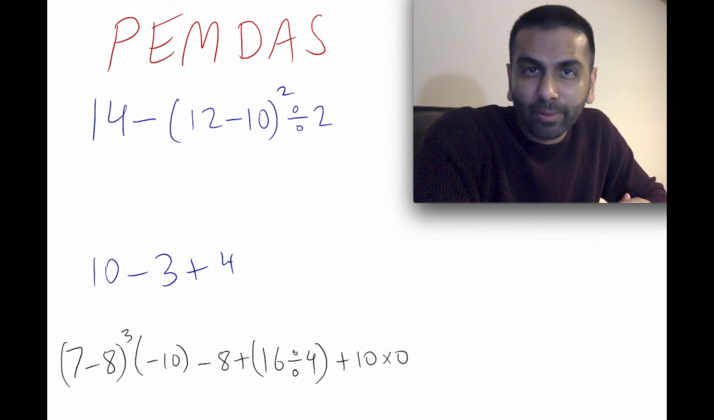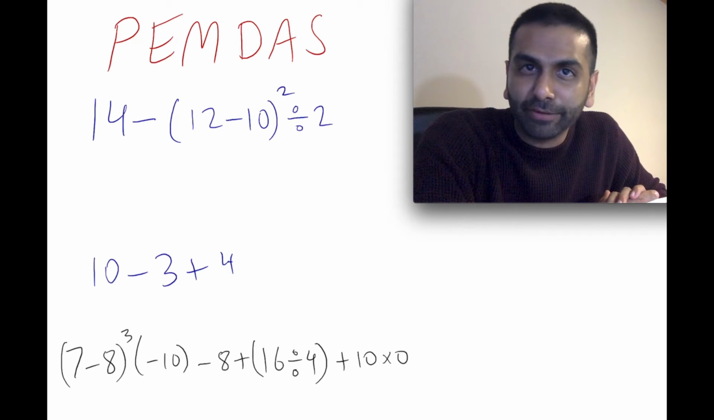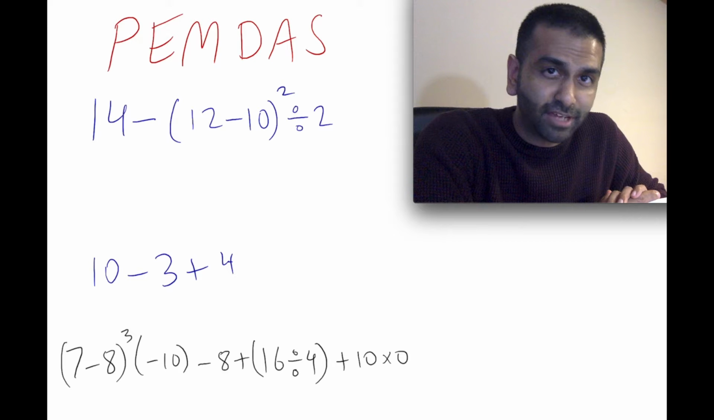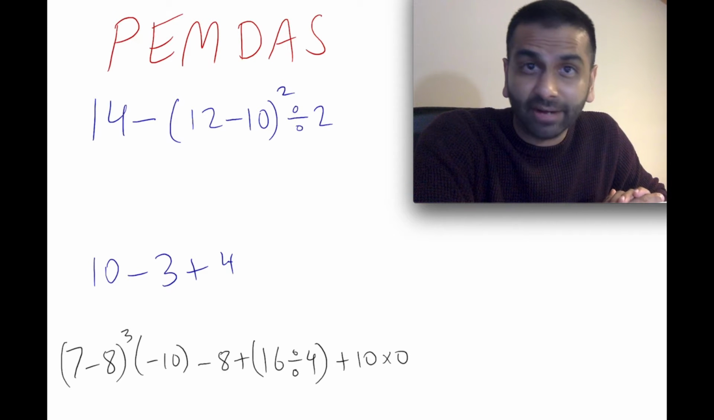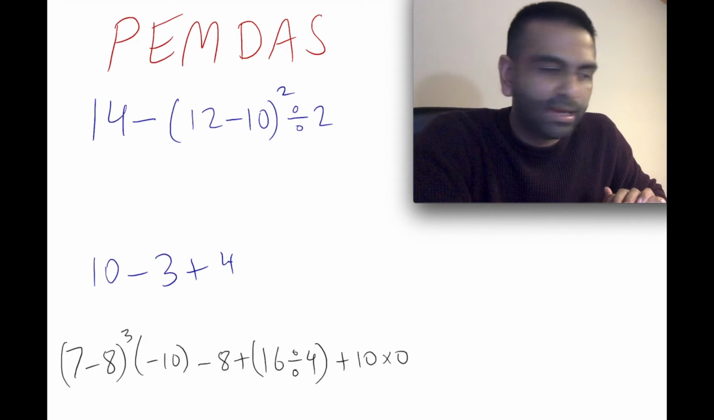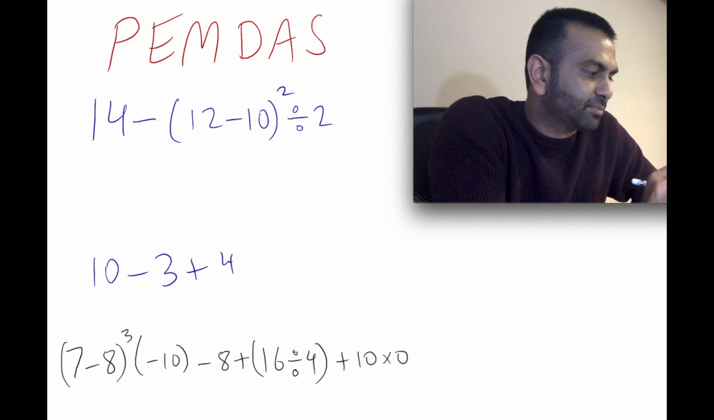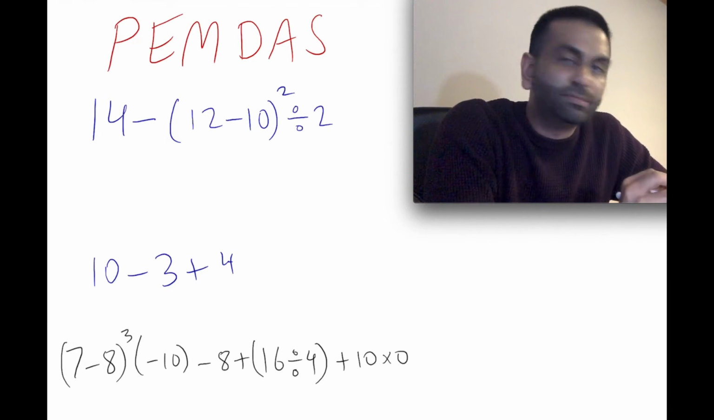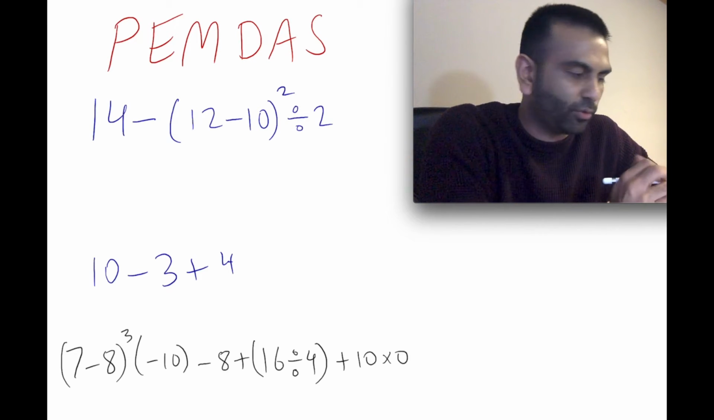So, order of operations. You might have heard of this acronym, PEMDAS. It stands for Please Excuse My Dear Aunt Sally. And really, it's just a way to remember what things come first. Now, parentheses, that's what the P stands for. Exponents, that's what the E stands for.